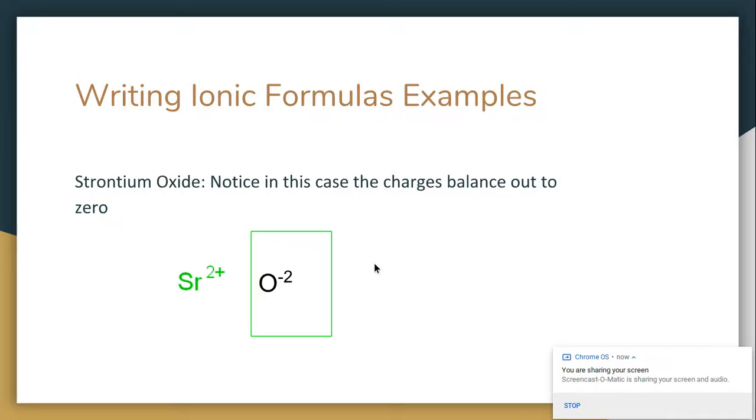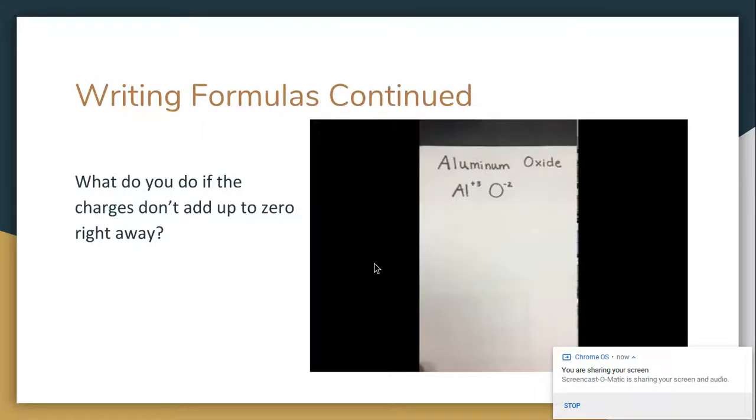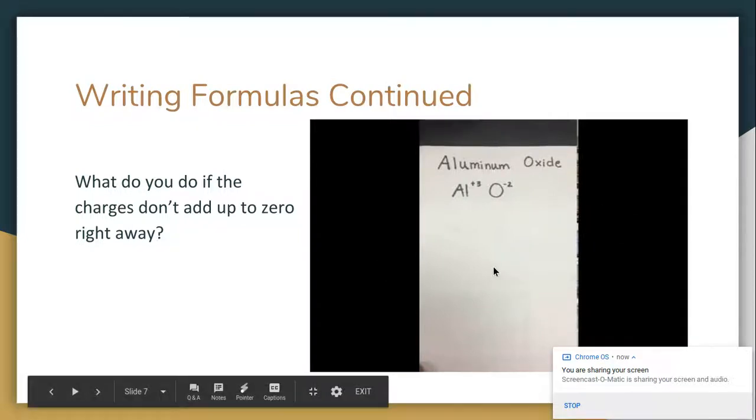So here's an example, strontium oxide. So the first thing that I did is I took the formula for strontium, I looked on my periodic table, and I saw that it had a +2 charge. Oxide comes from the element oxygen, so I put a -2 charge on it. And then this one naturally balances itself out. Now, what do you do if they don't add up to 0 right away?